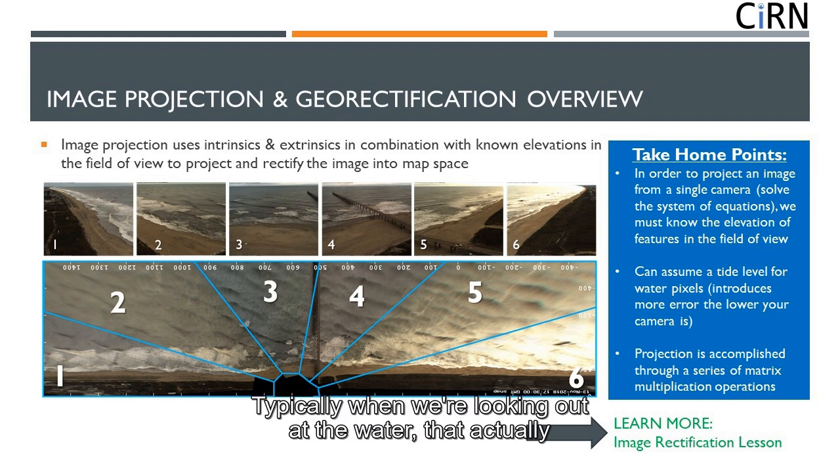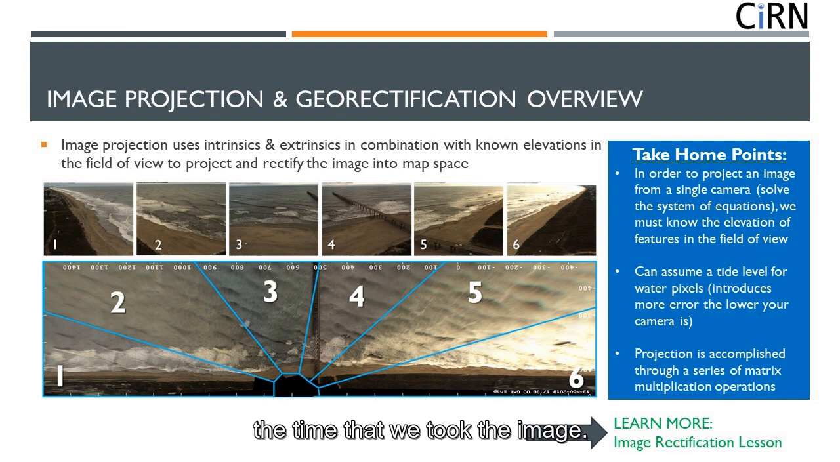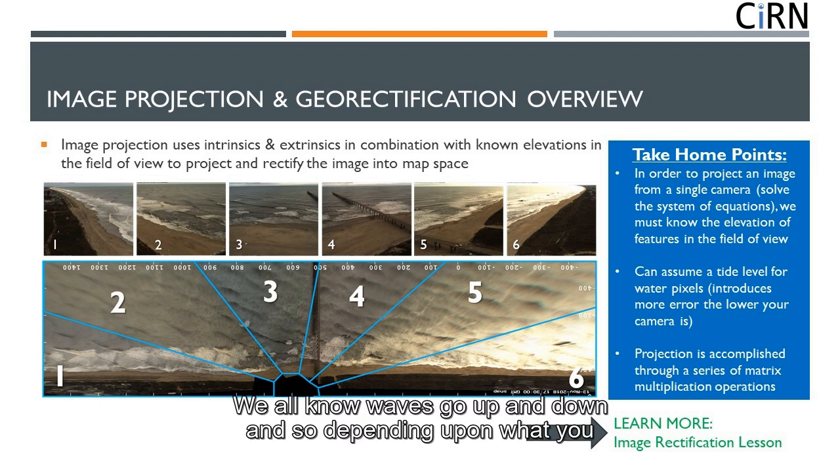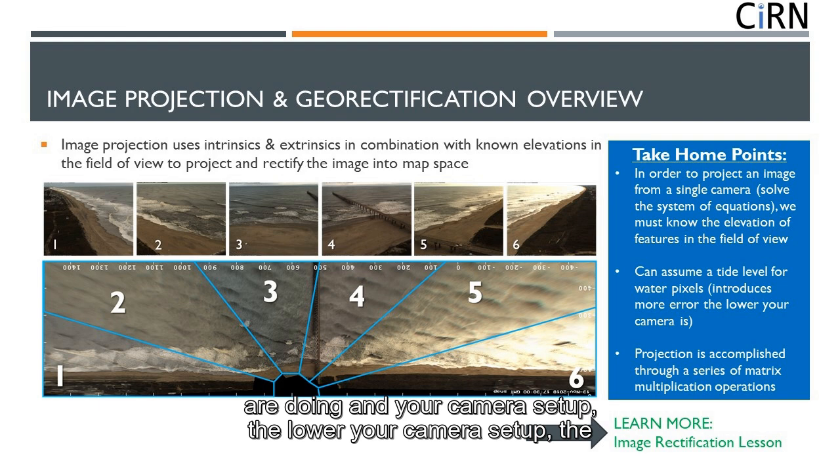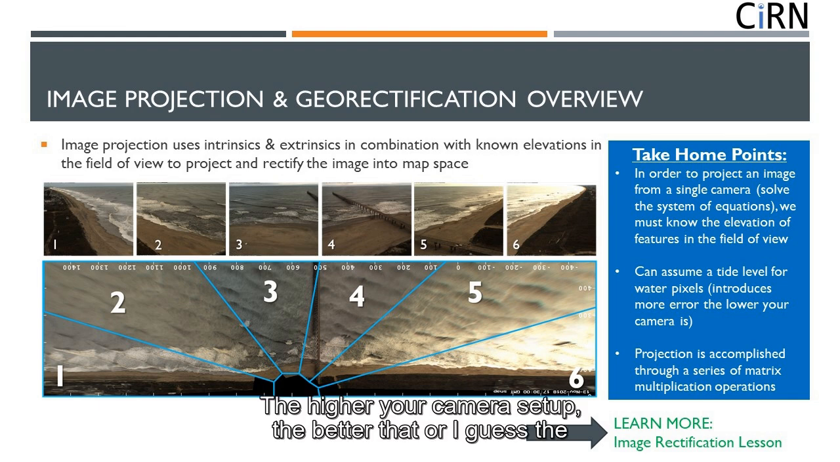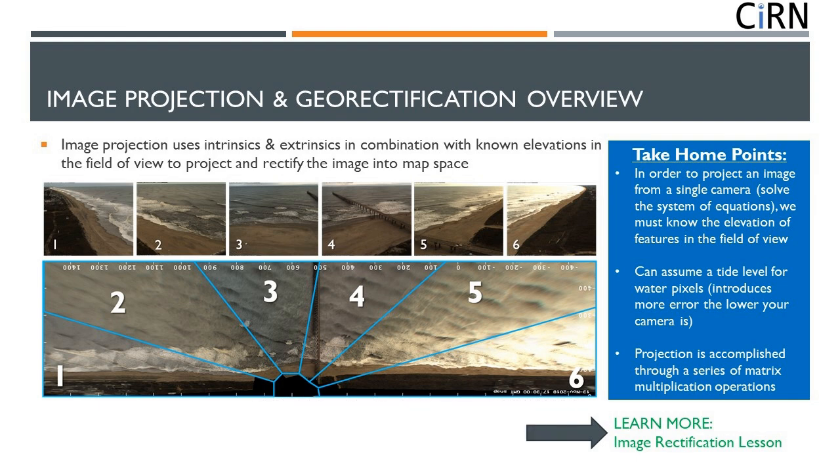Typically when we're looking out at the water, that actually simplifies things for us because we can say that the water elevation is roughly on average equal to the tide elevation at the time that we took the image. Now, that's a little bit of an oversimplification. We all know waves go up and down. And so depending upon what you are doing and your camera setup, the lower your camera setup, the worse that assumption gets. The higher your camera setup, the smaller the effects that assumption has on the rest of this process.